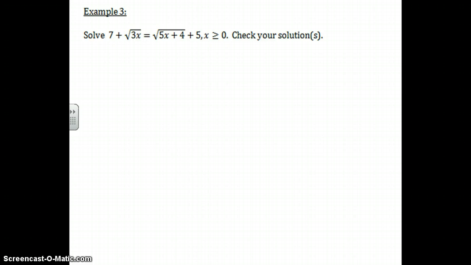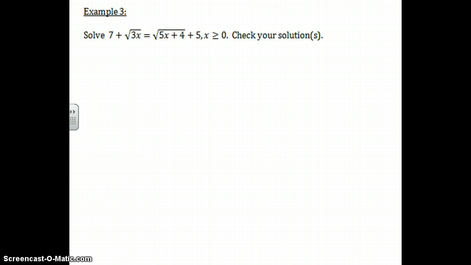Alright, so this one we've got a pretty tricky looking radical equation here. Solve 7 plus square root of 3x equals square root of 5x plus 4 plus 5. And in this case, x has to be greater than or equal to 0. So that just means that we don't have to worry about the restrictions. It's already restricted for us. And then it wants us to check our solutions.